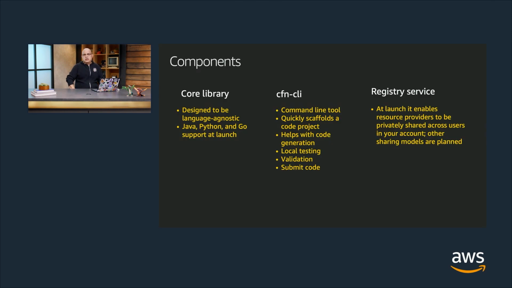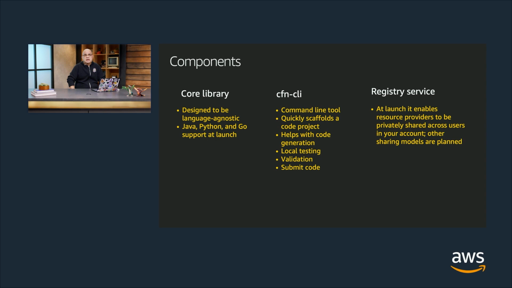So there are three key components to this new tooling that we're releasing. The first one is a core library. We start with Java, but we designed it to be language agnostic. So from the perspective of the options you'll have to create resource providers with these tools, you'll be able to create them with Java, Python, Go, probably C# and a couple of other languages, either at launch or very close to launch. And then you have the CloudFormation CLI command line tool.